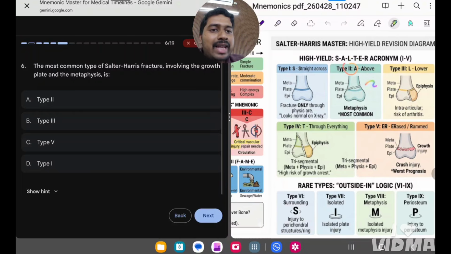Okay, type 2 is above. So above the growth plate. So it is in the metaphysis. Type 3 is lower. L. Okay, L means lower in Salter. L. So it is in the epiphysis.